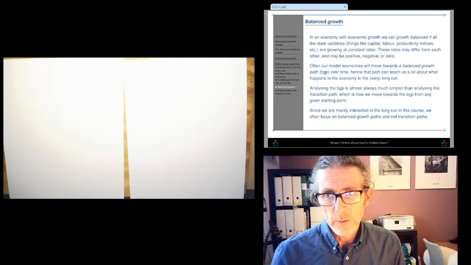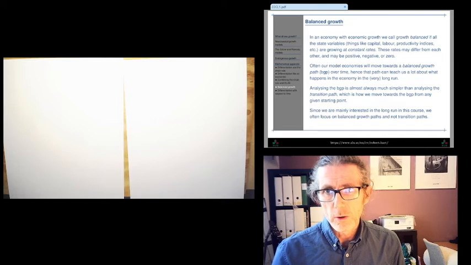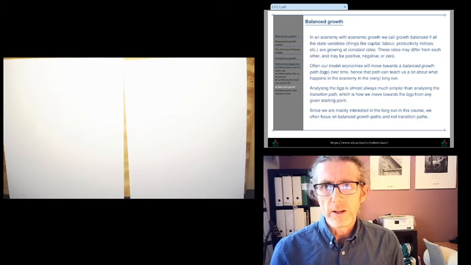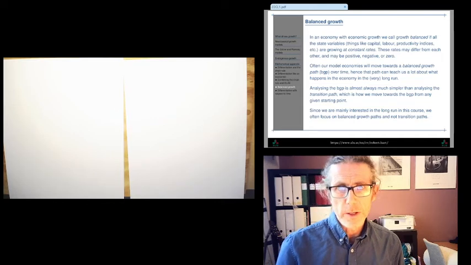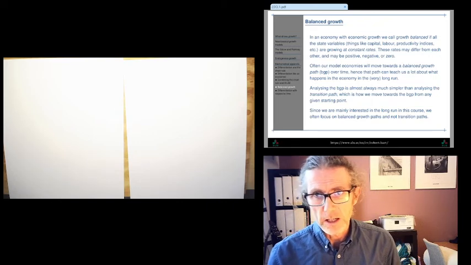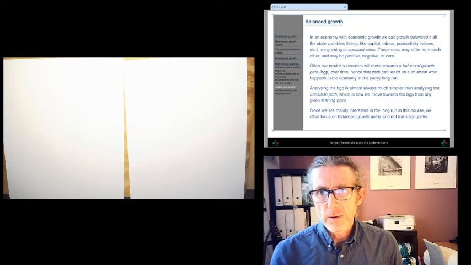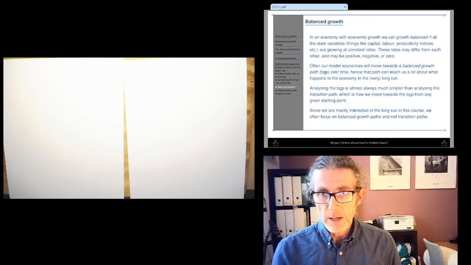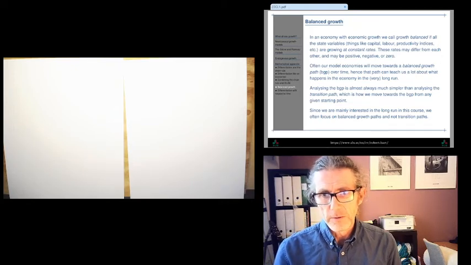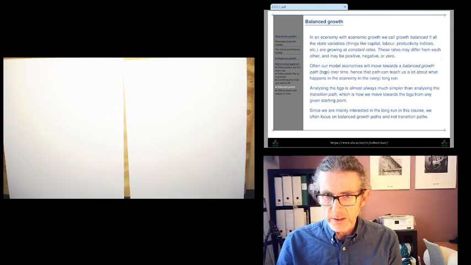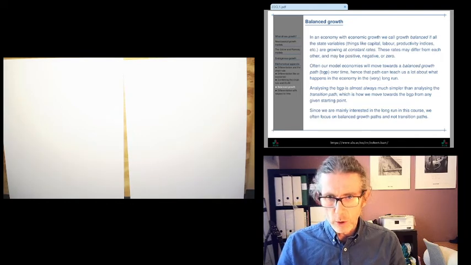So in an economy with economic growth, we call growth balanced if all the state variables, things like capital, labor, productivity, are growing at constant rates. These rates may differ from each other and they may be positive, negative, or zero. So they're not all the same necessarily, they might be, but they're all constant.